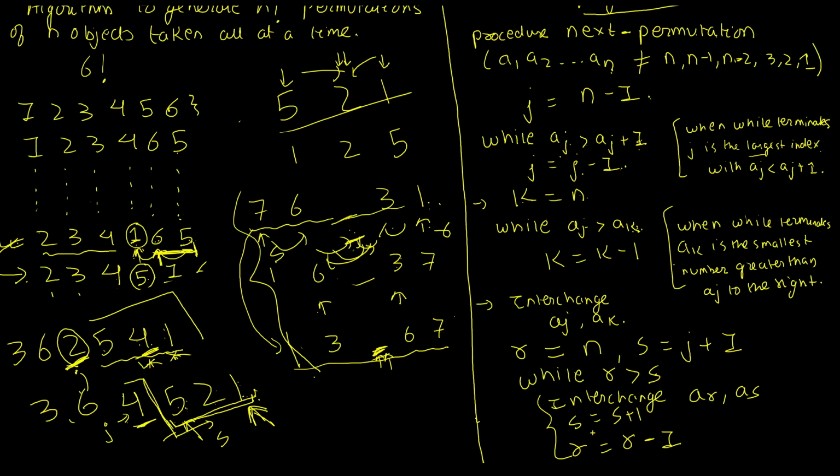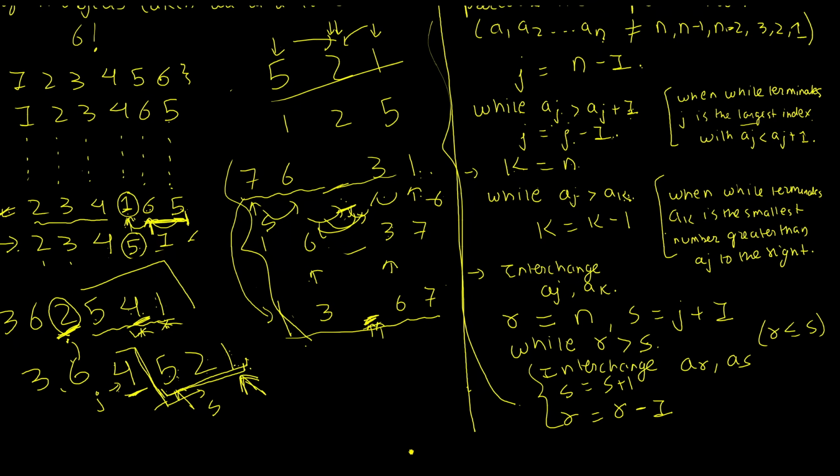The numbers will keep being interchanged until the markers collide. If eventually R becomes less than or equal to S, this while will no longer be true and will stop the interchanging process. We will be finished. And after following this entire procedure, A1 to AN is replaced by its next permutation. Alright, so this is the procedure.